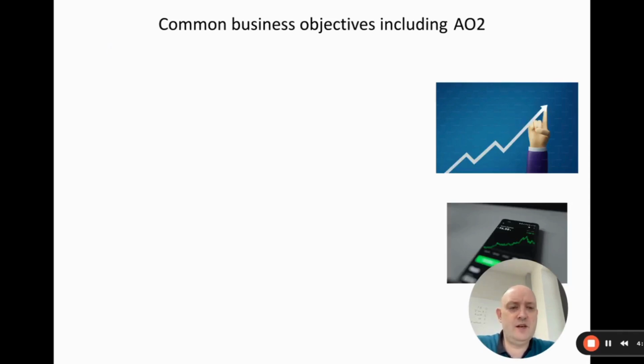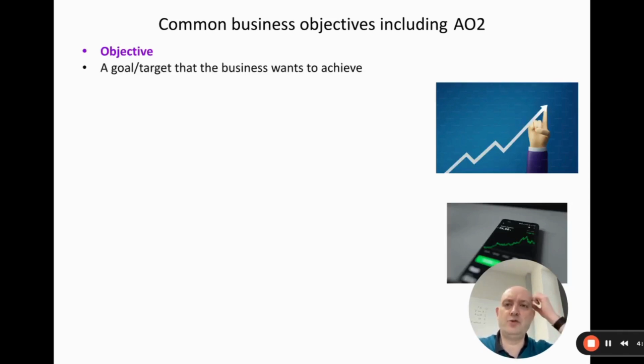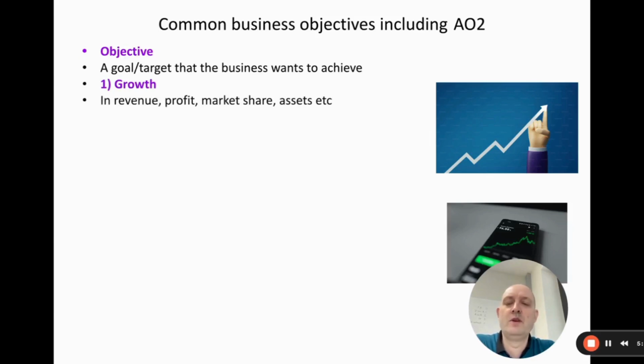Okay, so some common business objectives. This is the syllabus outcome. An objective is, I think we know the word objective, hopefully. It's a goal or a target that the business wants to achieve now or in the future. And there are some common business objectives, which you've most likely heard of most of these.